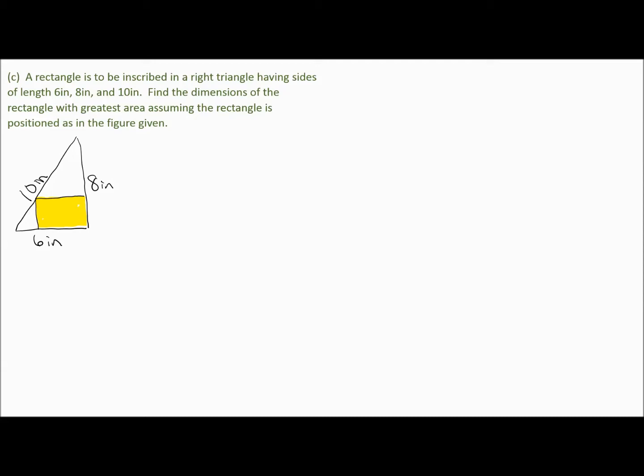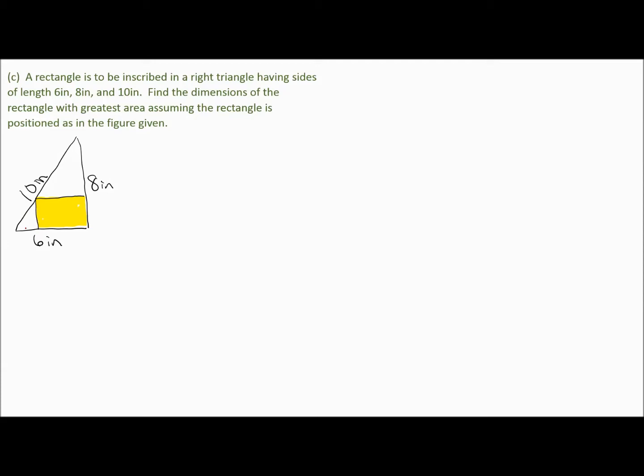You see the 6 inches happens to be across the bottom. The 8 inches is like the height over here, and then 10 inches is the hypotenuse in this right triangle. Now it says find the dimensions with the greatest area, assuming the rectangle is positioned in the figure.